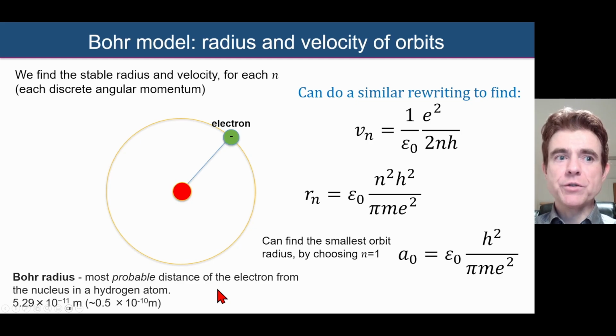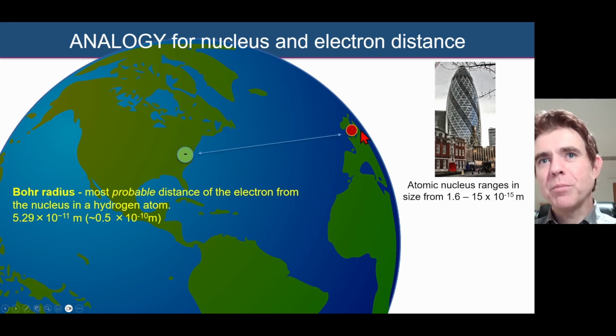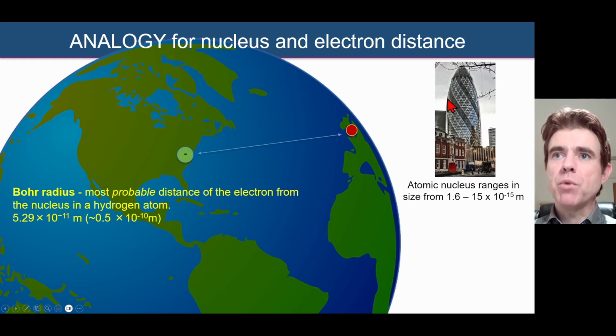And that Bohr radius happens to be the most probable distance of finding the electron relative to the nucleus of a hydrogen atom. So this visualizes that distance to give you an idea of the sheer scale of space between the nucleus and the orbiting electron. Here, there's the United Kingdom. You can just about make out part of it on the right-hand side there. And that nucleus is represented in size by the Gherkin tower in the center of London.